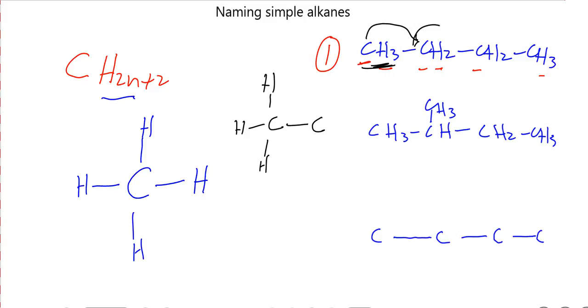Now why does the second carbon have 2 hydrogens? Because the second carbon is already bonded with 2 carbons. This is first and this is second. Now the second carbon, because it is already bonded with 2 carbons, cannot accommodate more than 2 hydrogens. So that's why we have only 2 hydrogens there. So it's not very complicated, but again it's good to know for beginner students.